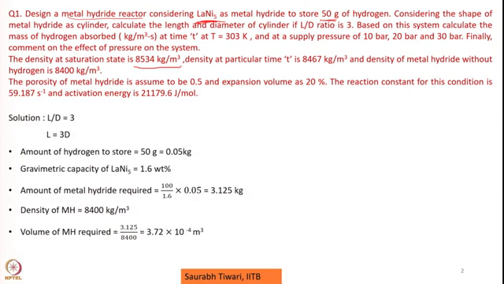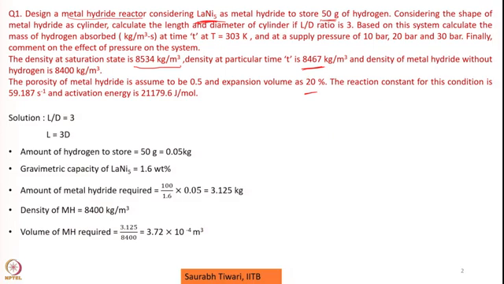This is when the hydrogen is absorbed inside the metal hydride at a saturated state, that is, the hydrogen is absorbed at the maximum level that the metal hydride can accommodate. The density at a particular time t is also given, 8467 kg per meter cube, and the density of the metal hydride without hydrogen is 8400, so it is the pure density of the metal hydride. The porosity of the metal hydride is given as 0.5 and the expansion volume is 20%. The reaction constant for this condition and the activation energy are also given.